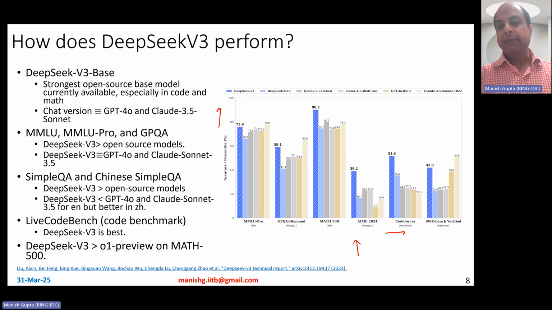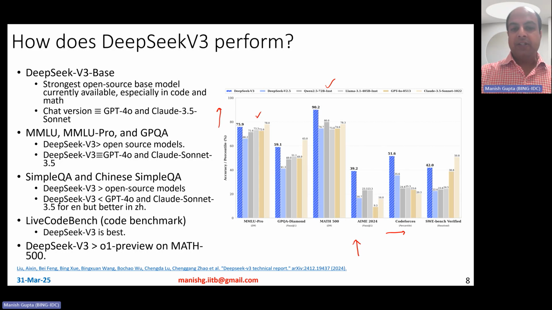For each of those benchmarks, you can see there are these 6 models being compared: DeepSeek V3, DeepSeek V2.5, Qwen model, Llama model, GPT-4o, and Claude 3.5 Sonnet model. So on tasks like MMLU-Pro and GPQA, DeepSeek V3 actually is better, as you can see from these bars, right? It's better than open source models like Llama. It's also equivalent in comparison to GPT-4o and Claude Sonnet.